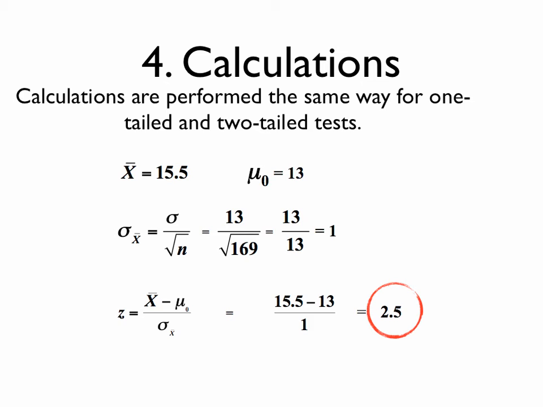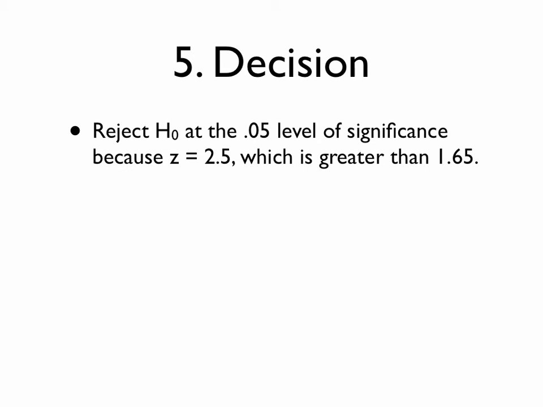So I won't go through this. We still get a z of positive 2.5. So now we come to our decision. Here we can decide to reject the null hypothesis because we can reject it at the 0.05 level of significance because z equals 2.5, and that's greater than 1.65, our critical z value that we needed from the decision rule. So we can reject the null hypothesis.